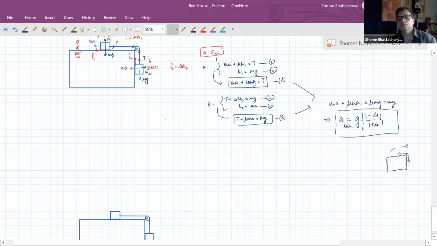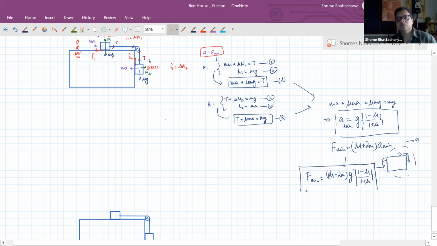So this whole thing is moving with this acceleration A, and there's no friction on the ground. So F minimum is equal to the total mass of the system into A minimum. So from this you are getting the minimum force we have to apply as this quantity, M plus 2M into G into 1 minus mu upon 1 plus mu. Whatever the value of mu, obviously we are taking that kind of case when mu is less than 1.